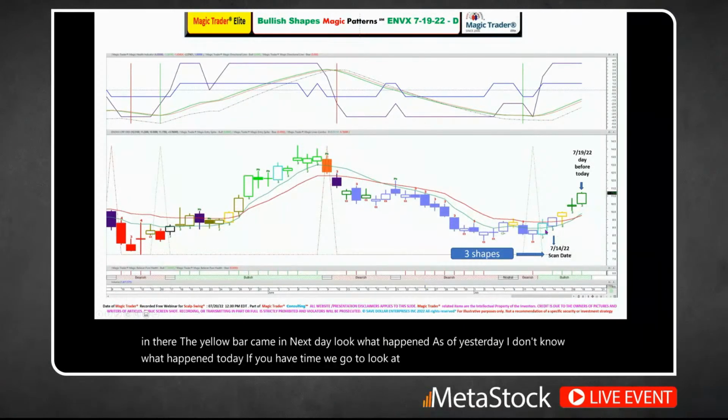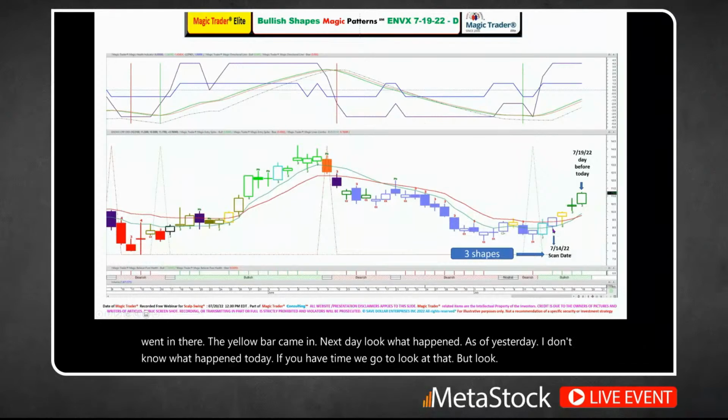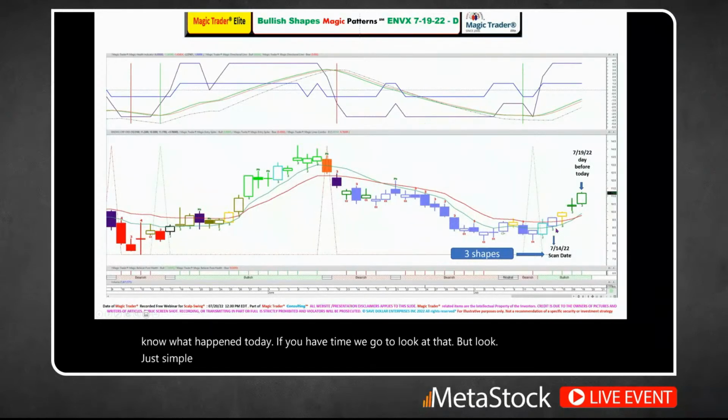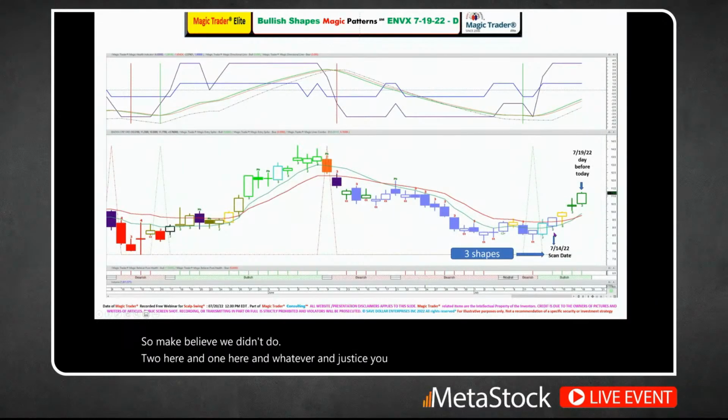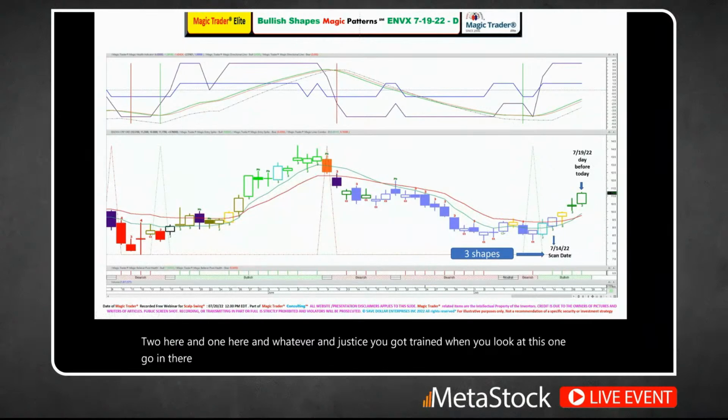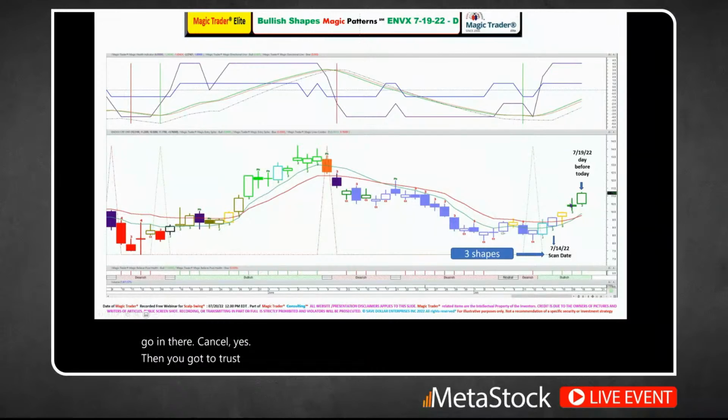But look, just simple scanning, what it results, because number 3 was good. So make believe we didn't do 2 here and 1 here and whatever. You just got trained. When you look at this one, go in there, scan says yes. Then you have to trust the software a little bit, right? If you don't pull the trigger, nothing I could do about it.